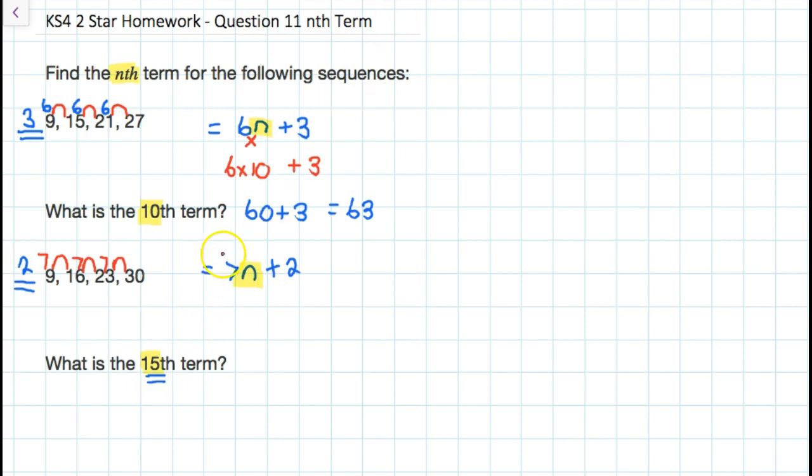Reminding ourselves that we are actually multiplying these two terms together. So we've got 7 multiplied by 15, add 2. And we can work that out by saying 7 times 15 is 105. Add the 2 gives us the 15th term as 107.